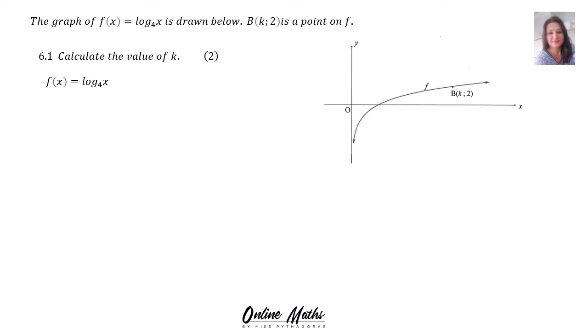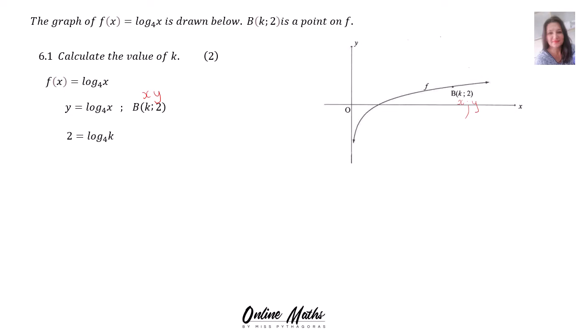The graph of f(x) = log base 4 of x is drawn below. B(k; 2) is a point on f. 6.1: calculate the value of k. So if you look at your graph, you look at point B over there. Can you see that the k is in fact the x-coordinate at point B, and then the 2 is the y-coordinate. So what you do is you're going to substitute k in x's place and 2 in y's place. So that is your x, that is your 2. When you substitute it in, you end with that.